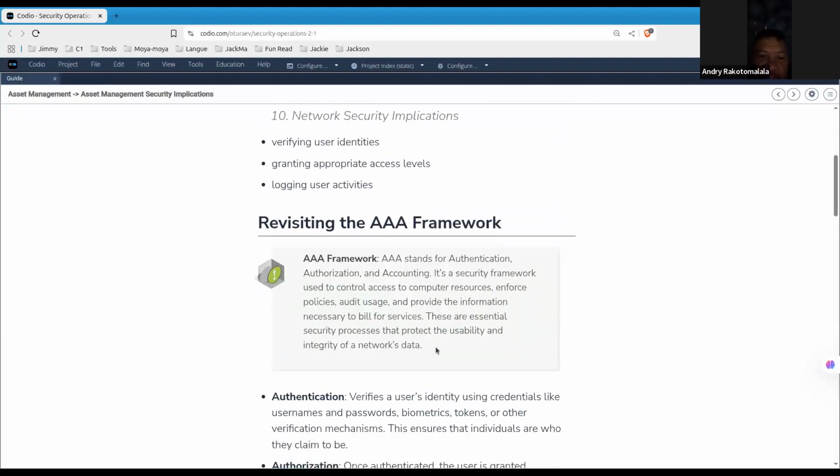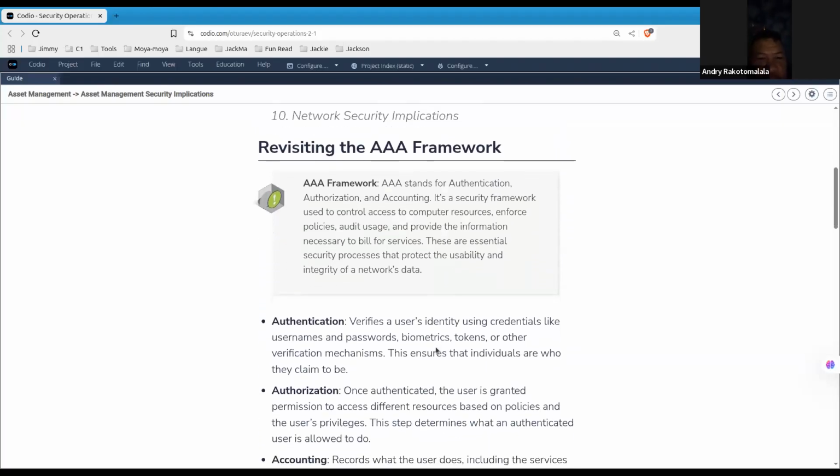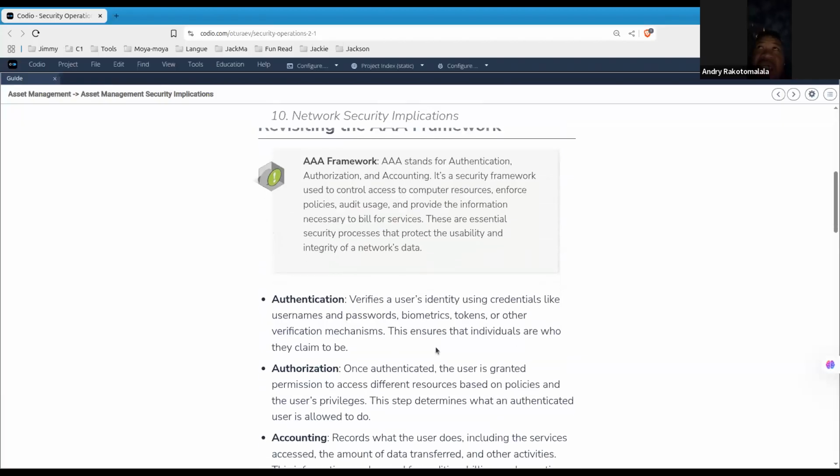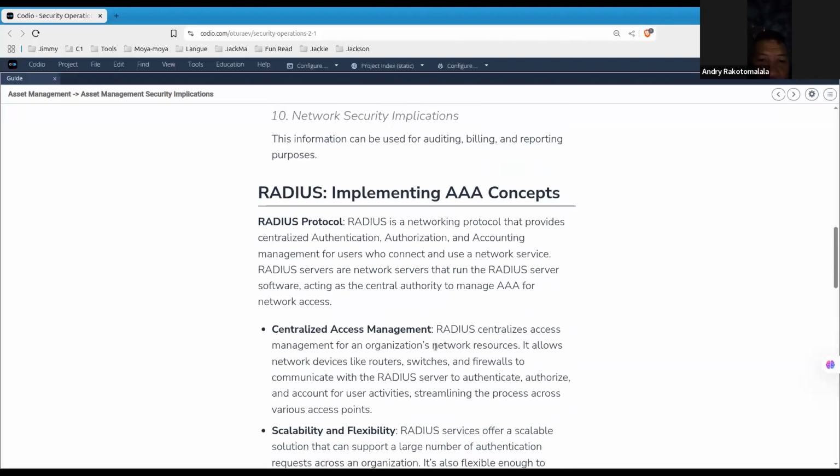Now, I think we covered the AAA framework in the past, so I won't repeat it. I think that it's pretty self-explanatory. You are able to review it next time if you want. If I remember, the last time we did a quiz on this, it was pretty easy. But then let's talk about the Radius server.